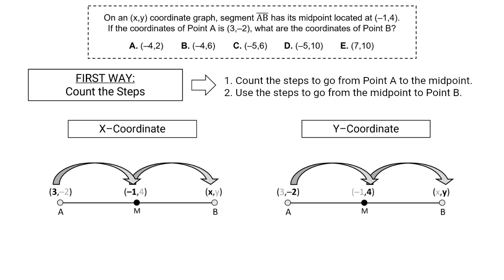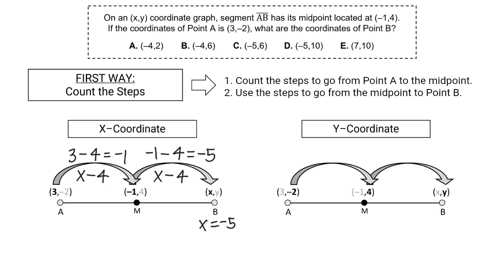It looks like to do that, we're going to have to take that x and subtract 4, since 3 minus 4 will get us to -1. So I'm going to have to also subtract 4 from the x to get from the midpoint to point B. That's going to be -1 minus 4, which gives us -5. So the x coordinate is -5 for point B.